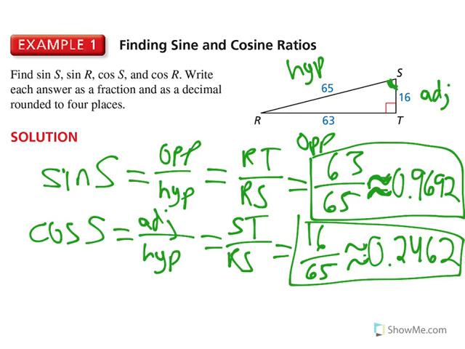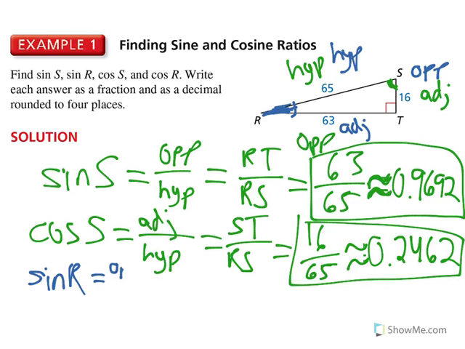Now let's go to R. So now we're changing our reference angle. I'm going to do it in a different color. If I'm doing R here, now my opposite is going to be over here, the ST. My adjacent is going to be right next to it. My hypotenuse doesn't change. The hypotenuse is still the hypotenuse on a right triangle regardless, but my opposite is different whenever I'm doing a different angle. So now if we do sine of R, we already said sine is opposite over hypotenuse.